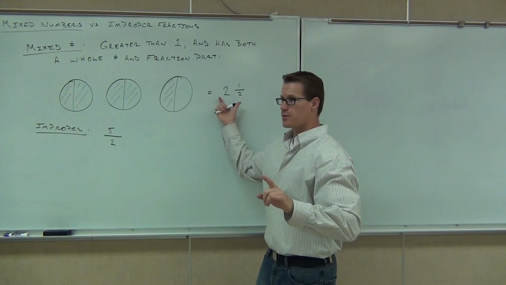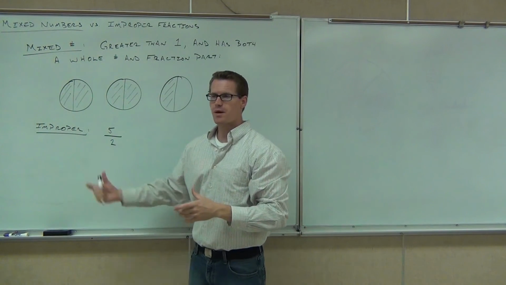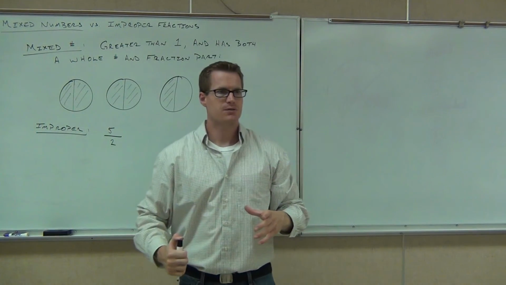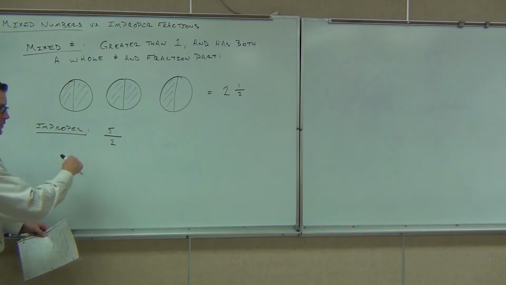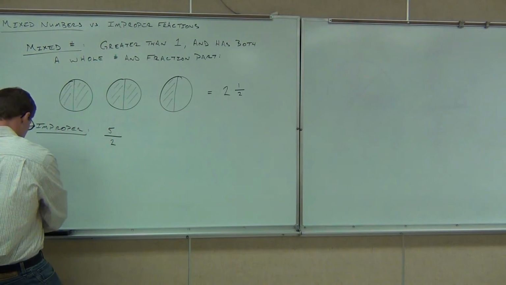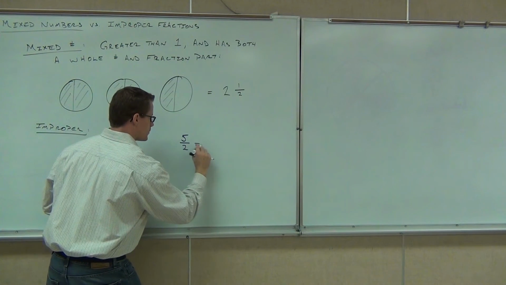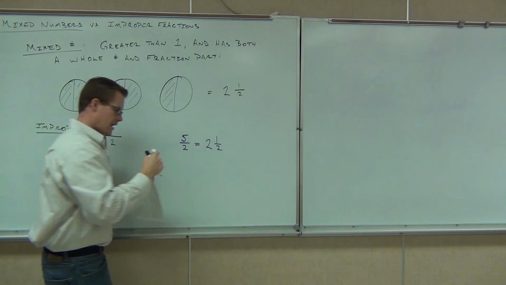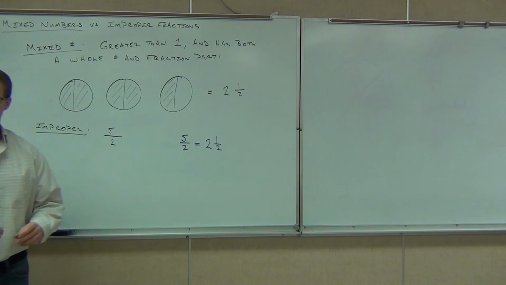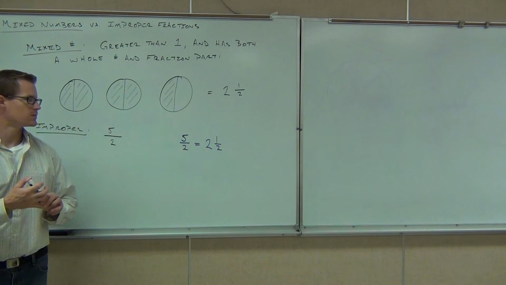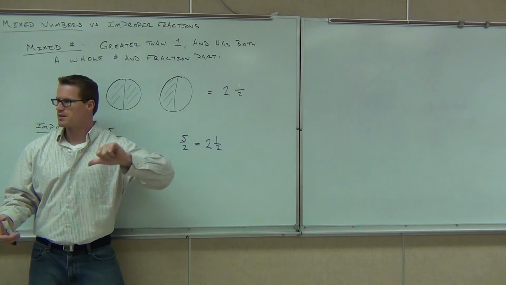This was 2.5, but this is also 5 halves, right? So what that means to me is that 5 halves and 2.5 represent exactly the same thing. So here we know that 5 halves equals 2.5. Is there a way mathematically that we can get from one to the other? Sure. Yeah, in fact, if we look at that, we know that 5 halves means 5 divided by 2, right?